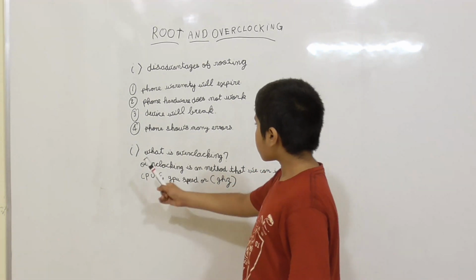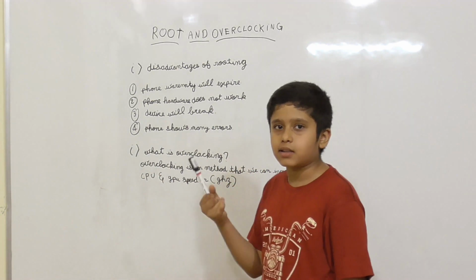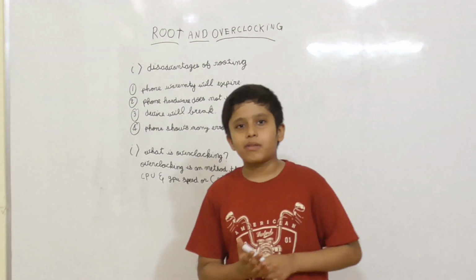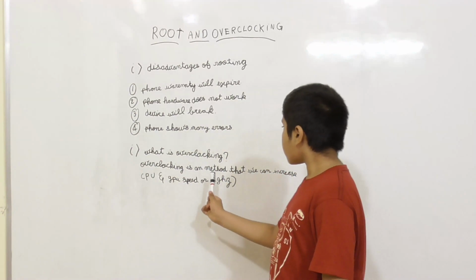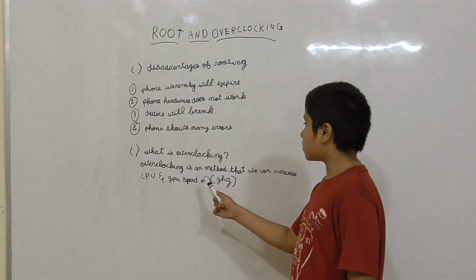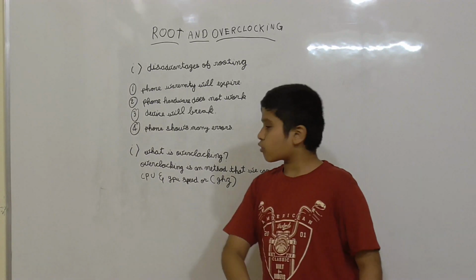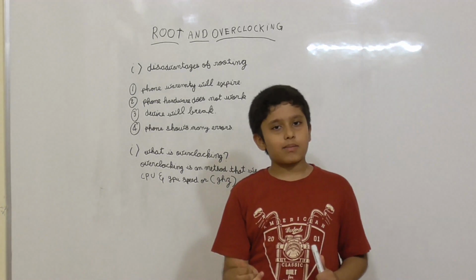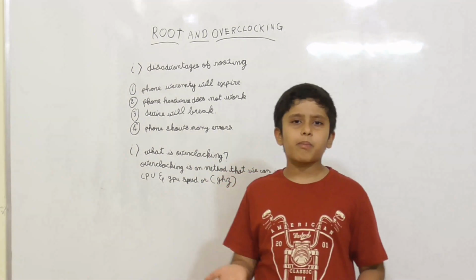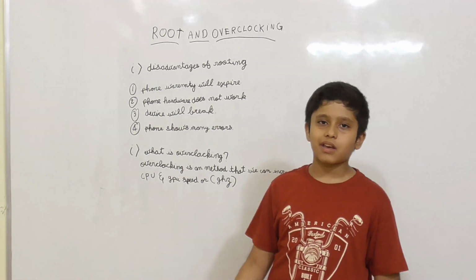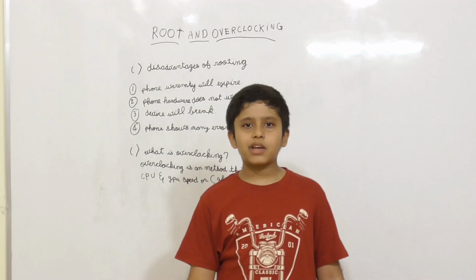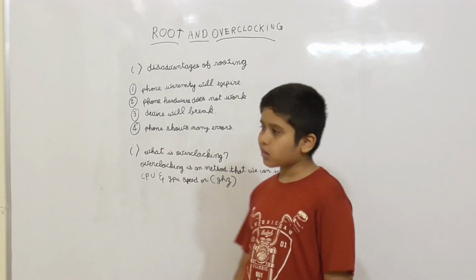Okay. So let's learn the second topic in this video. What is overclocking? Yes, this is the second topic we are learning. Overclocking is a method that we can increase CPU and GPU speed or gigahertz. So if you have an older Android device but its CPU speed is about 1.5 or 1.6 gigahertz, and you want to increase it to 2.884 gigahertz, overclocking is for you.